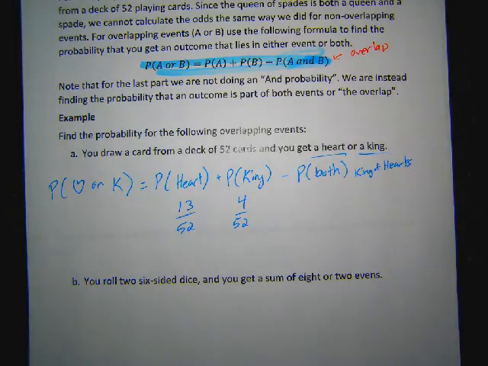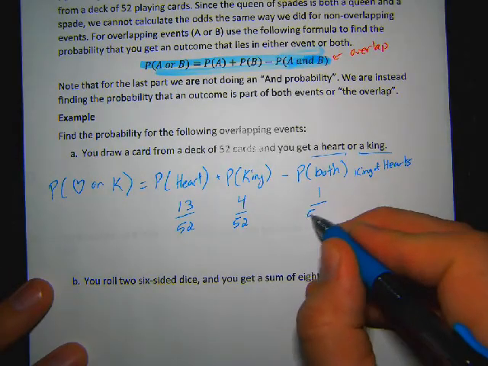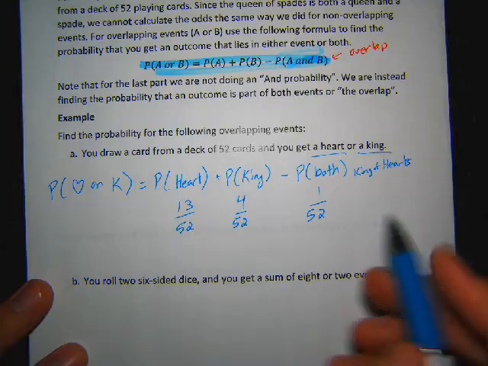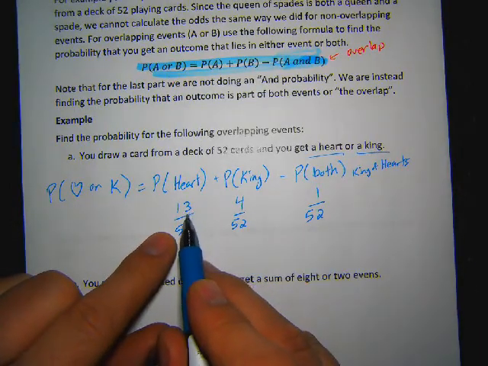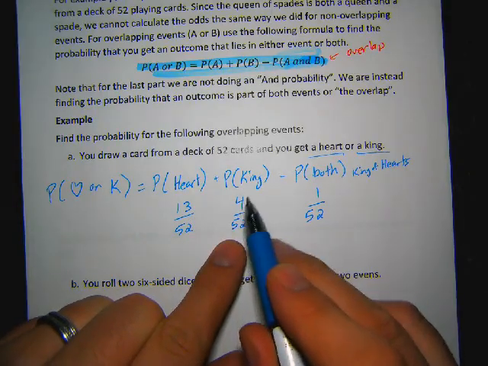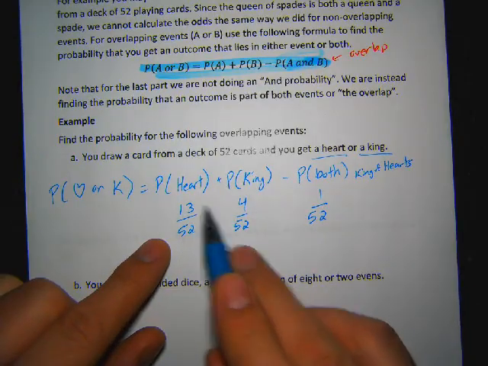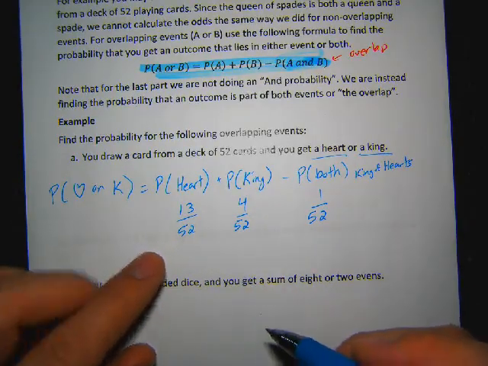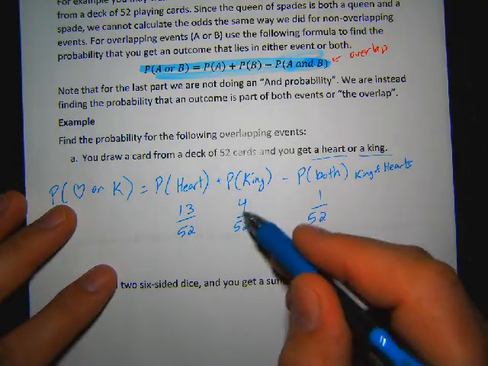Sometimes the overlap will be bigger. This one is just one thing in the overlap, and it has a 1 out of 52 chance of being drawn. That's included in this 13, because one of these 13 cards is the king of hearts, and one of these 4 kings is the king of hearts. So we've counted the king of hearts twice, once here, once here. We only counted the rest of the kings once. The king of spades, king of clubs, king of diamonds are included here, but they're not included here.